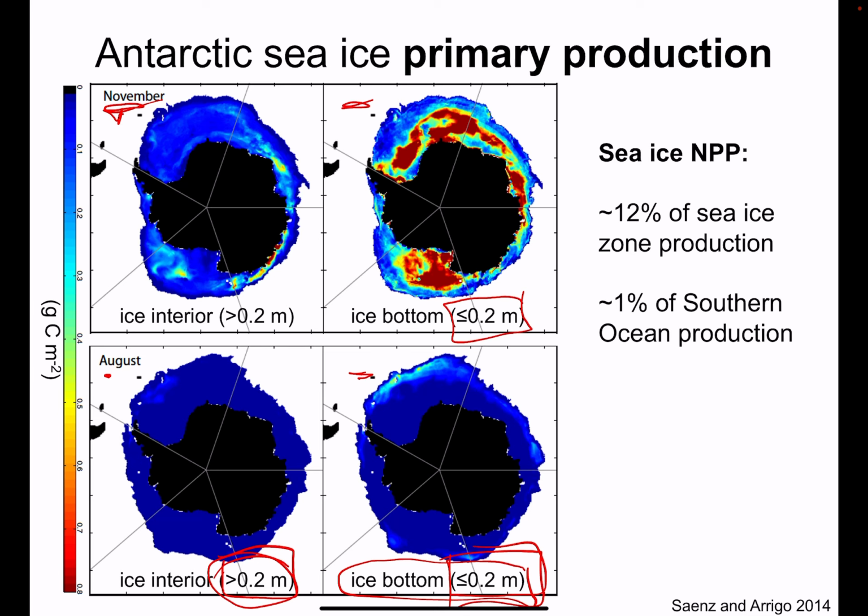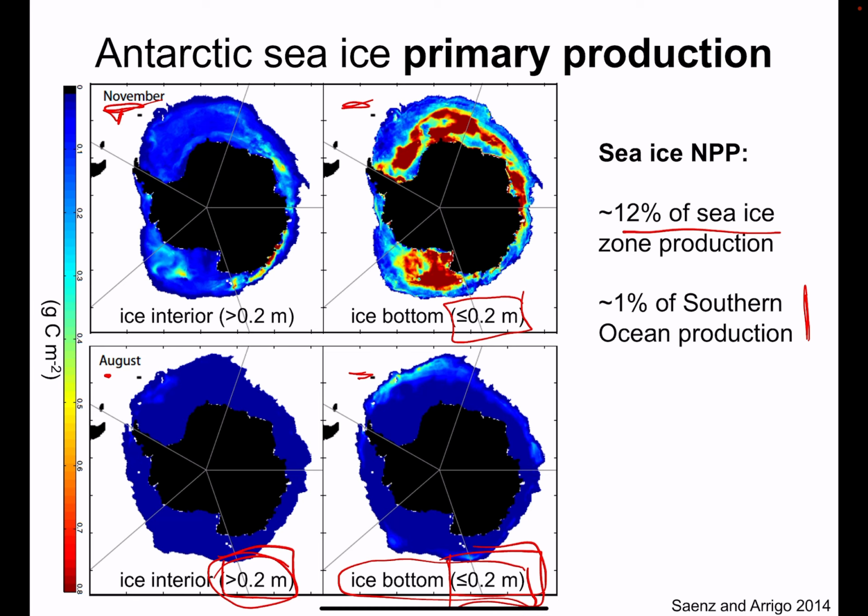And so it has been estimated that primary productivity in the sea ice accounts for more than 10% of the productivity that happens in the zone of the Southern Ocean where ice forms, right? Because remember, sea ice doesn't always cover this region. And so there's going to be plenty of open ocean productivity here as well in this part of the Antarctic zone. But of the total amount of productivity that happens in the Antarctic zone, more than 10% of it happens in the ice. But this really only amounts to about 1% of total Southern Ocean productivity.